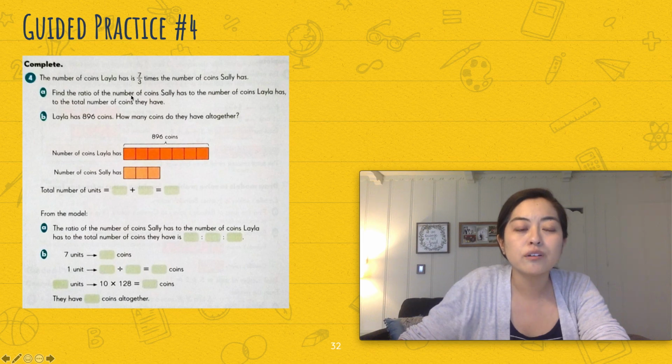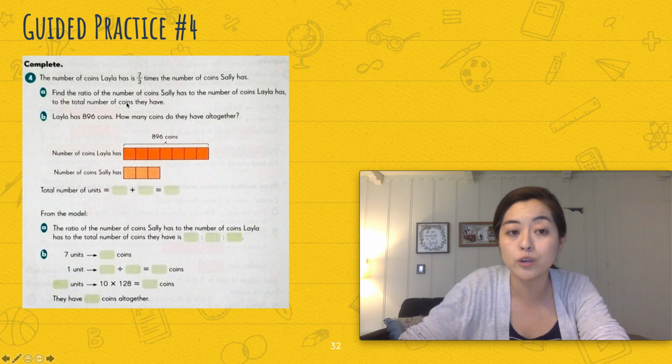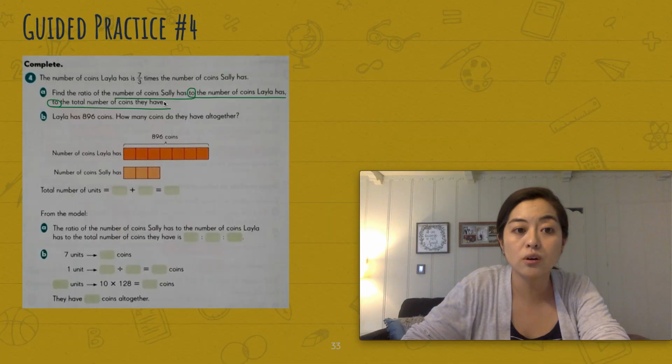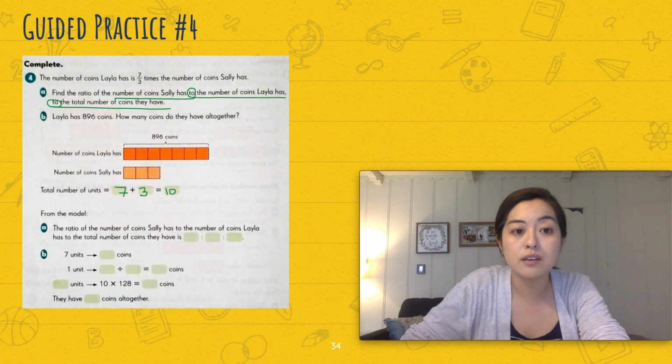Find the ratio of the number of coins Sally has, which is 3, to the number of coins Layla has, which is 7, to the number of coins they have all together. We didn't figure that out yet, but the total number of units represents the total number of coins they have all together. And so that'll be 10.